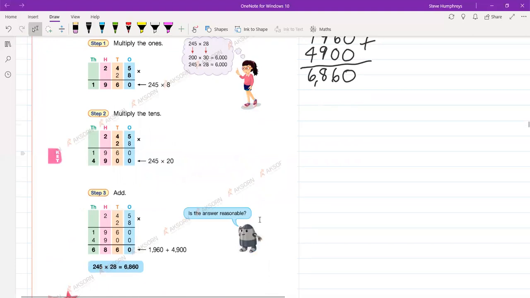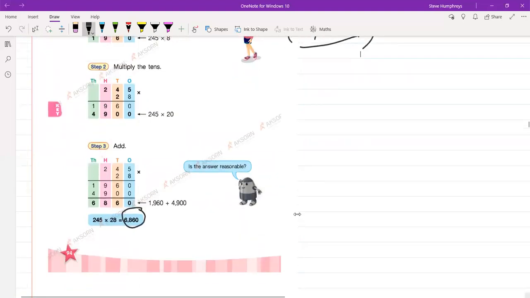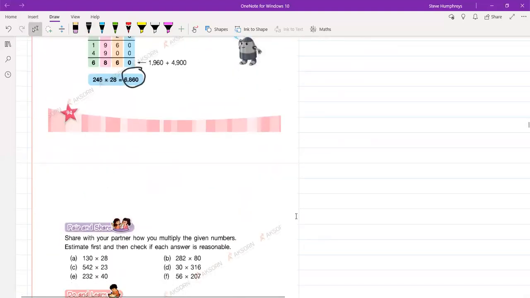Okay, here's the example in the book. 6,860 is the answer. So we must be doing it correctly. Okay, right, we'll get to some examples for you to do.